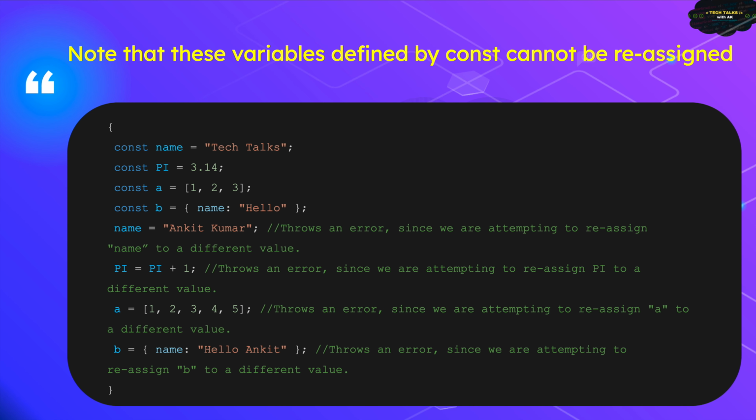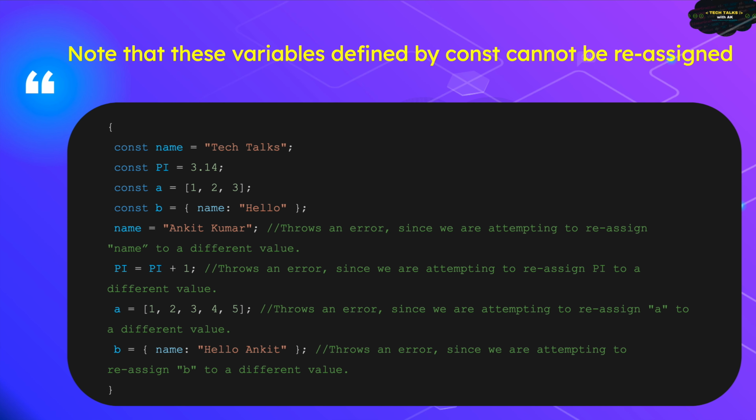If we try to reassign the value of name, it throws an error because we are attempting to reassign name to a different value. If we say pi is equal to pi plus 1, it also throws an error because we are attempting to reassign pi to a different value. If we say a is equal to 12345, it also throws an error since we are attempting to reassign a value to the variable a which is defined by const, and the same goes with b.